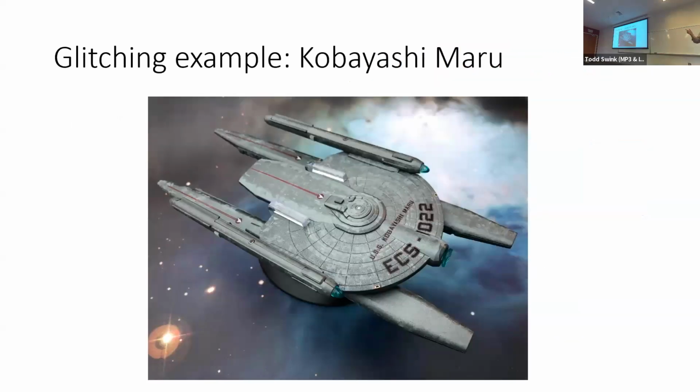A glitching example is the Kobayashi Maru story in Star Trek. Are you familiar with that? Does anybody know the Kobayashi Maru? Okay, so I'm really old.